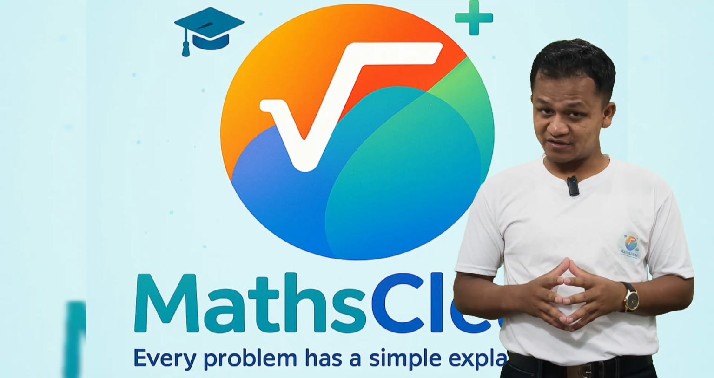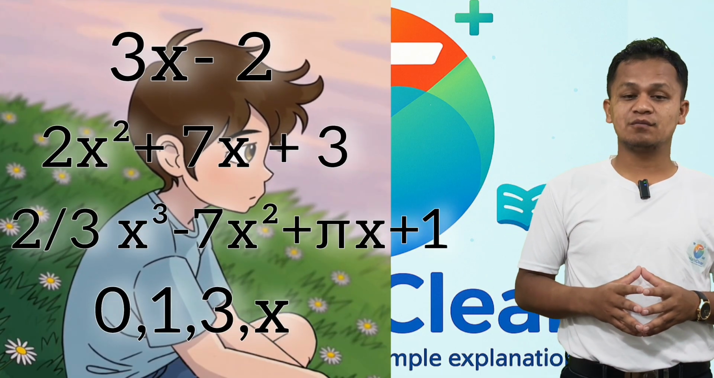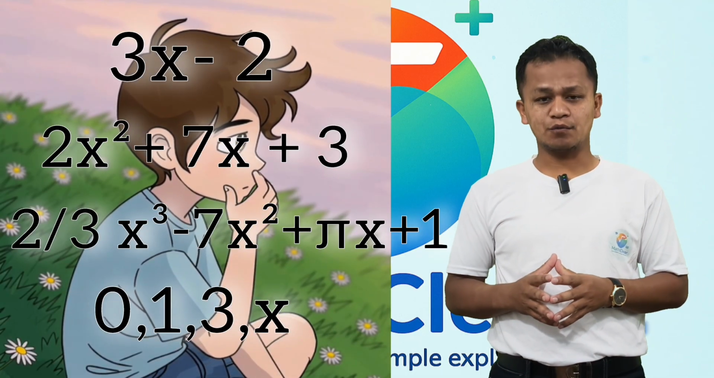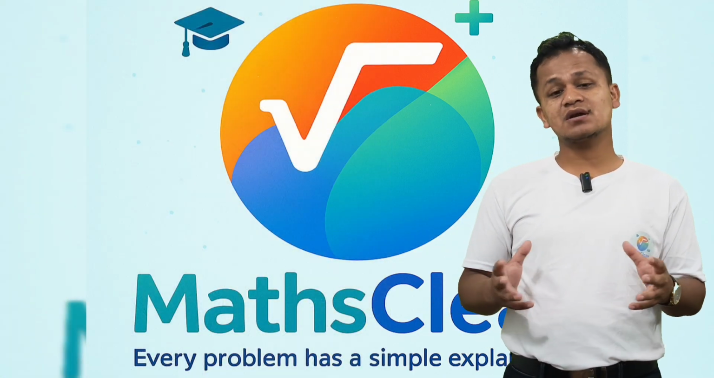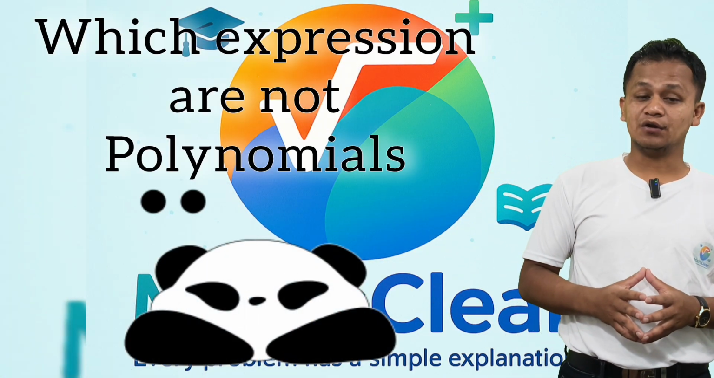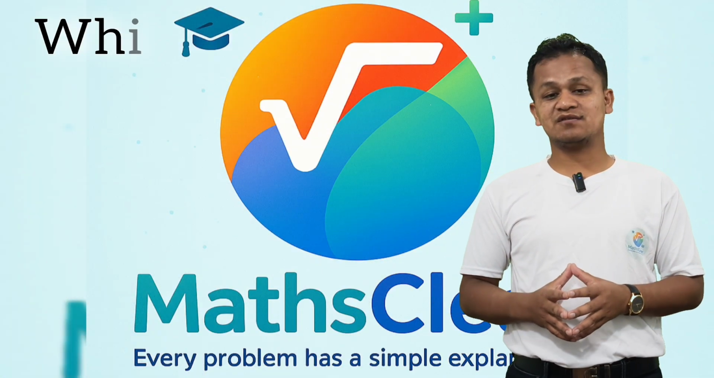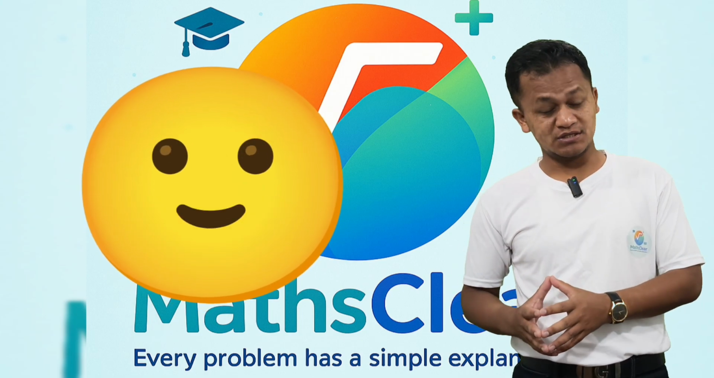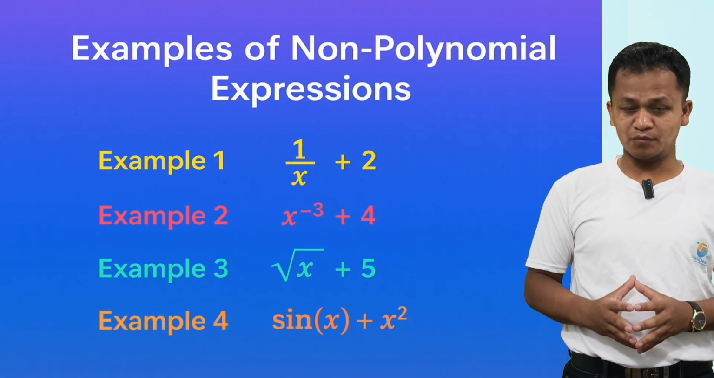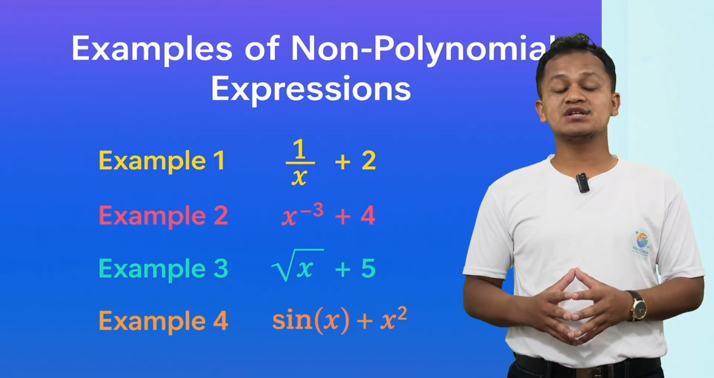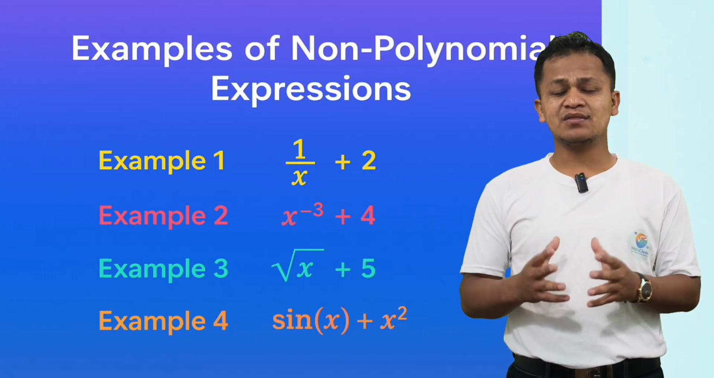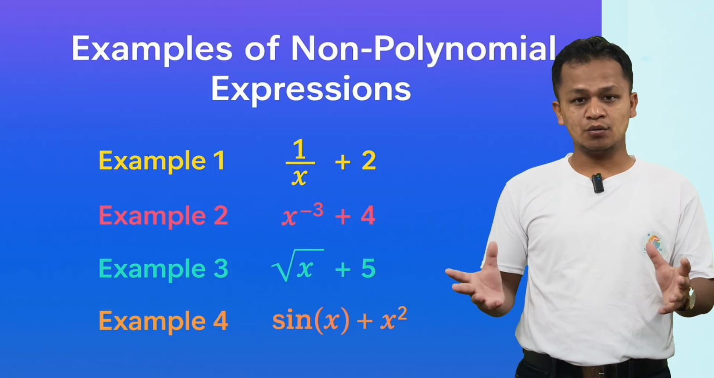There are a lot of math expressions which are examples of polynomials, but not all of them are polynomials. Now the question arises, which expressions are not polynomials? Here's how to identify expressions which are not polynomials. If a variable is in the denominator, under a root or inside a trigonometric function, then such expressions are not polynomials.